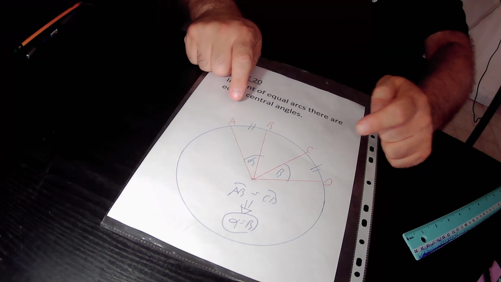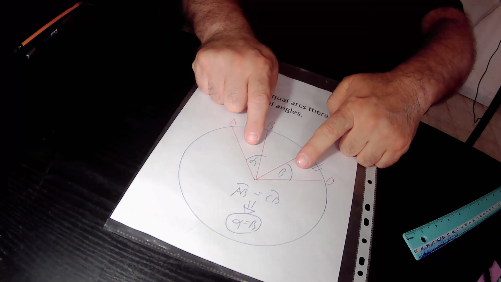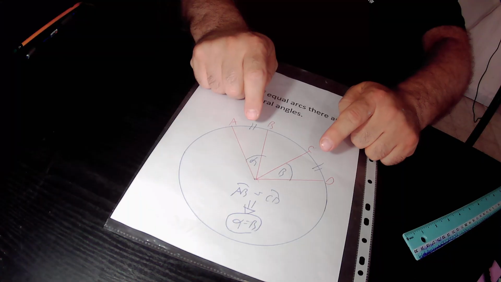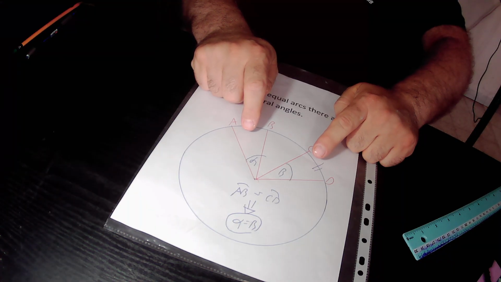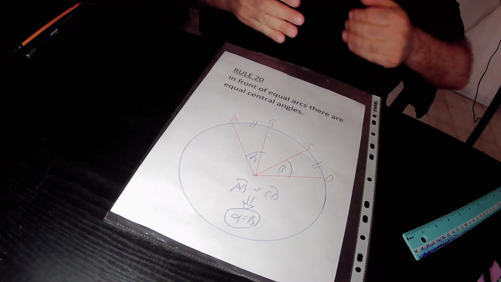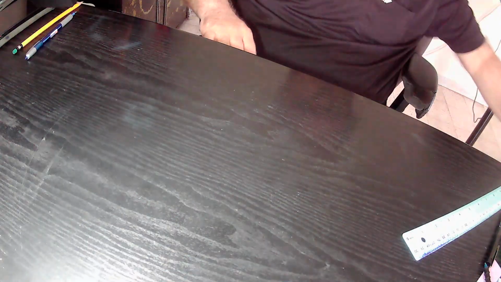And because those two central angles, alpha and beta, are located in front of those two equal arcs, they must also be equal to each other. That is to say, central angle alpha equals central angle beta. So we can actually implement rule 20 in our drawing.